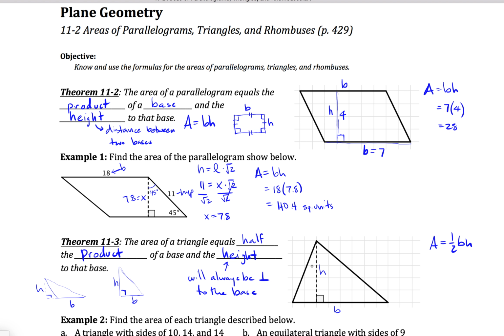So if I was finding the area of this triangle, its base is 1, 2, 3, 4, 5, 6, 7, 8 units. So I'd be doing half of 8 times the height of 1, 2, 3, 4, 5. Half of 8 times 5, well 8 times 5 is 40. Half of 40 is going to be 20. So the area of this triangle right here would be 20.